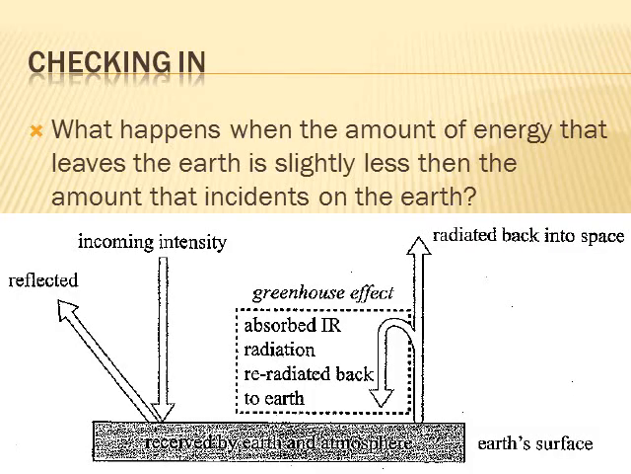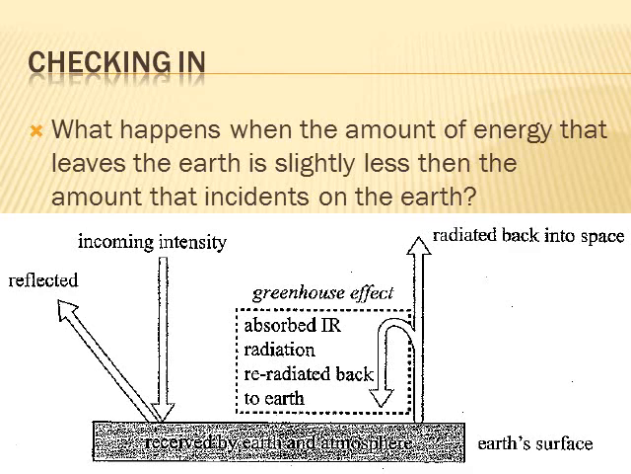So just a quick check-in. What happens when the amount of energy that leaves the Earth is slightly less than the amount that is incident on the Earth? The answer: it'll warm up. You're absorbing more than you're spitting back out, so it'll warm up. When intensity in is greater than intensity out, the Earth is going to get warmer. When can this happen? Because remember, we want the Earth to stay at a relatively constant temperature.